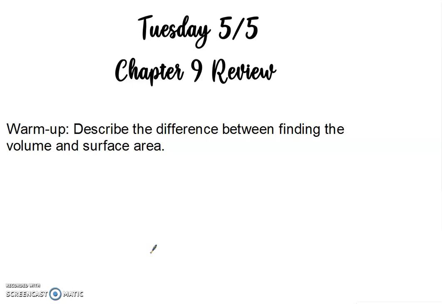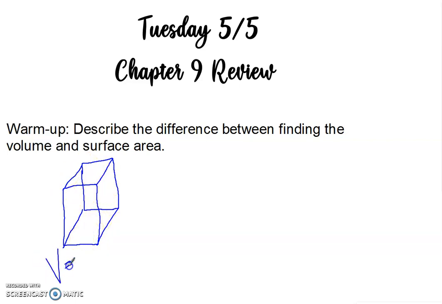So the primary difference between finding the volume and the surface area is what we're actually measuring. So I'm going to draw a prism. And when we are finding the volume of a prism, we are finding how much water or liquid that it holds. So all the inside, that's volume. And there's a formula, and we follow the formula every time, and it works every time, no matter what.